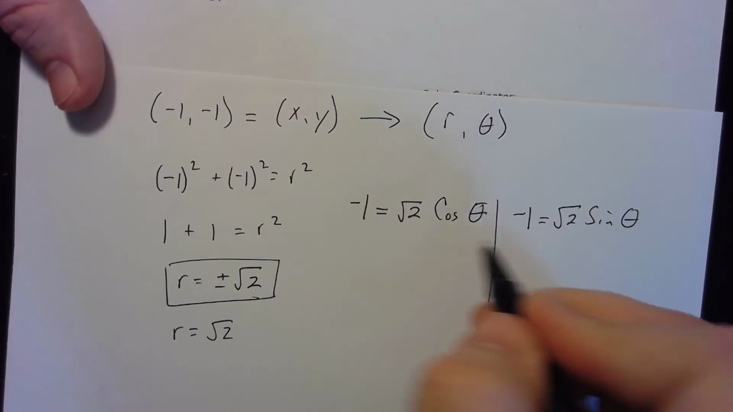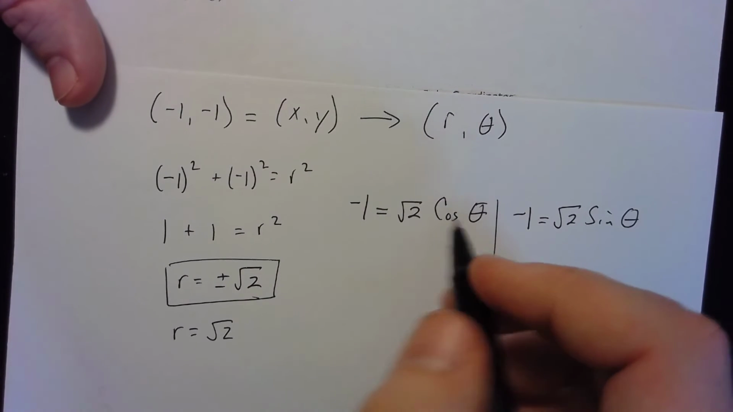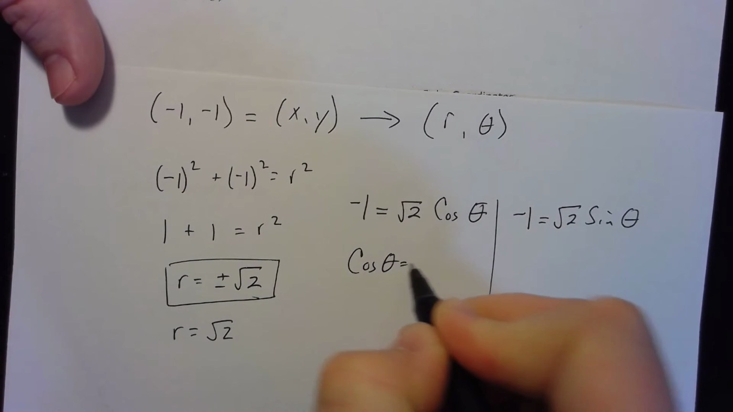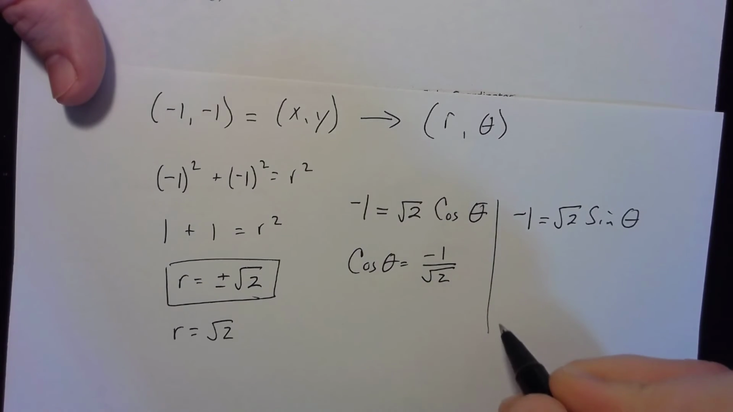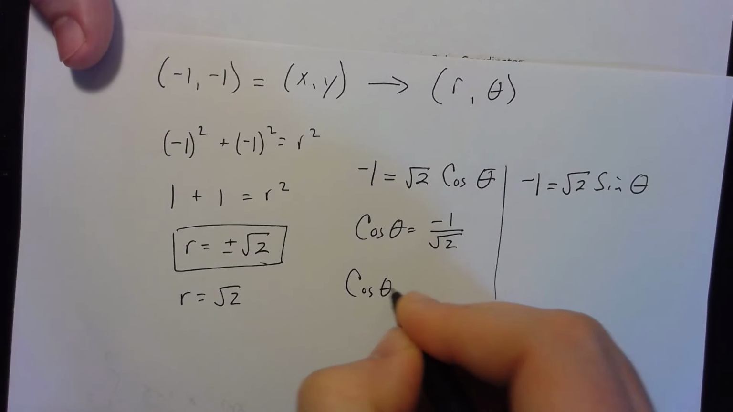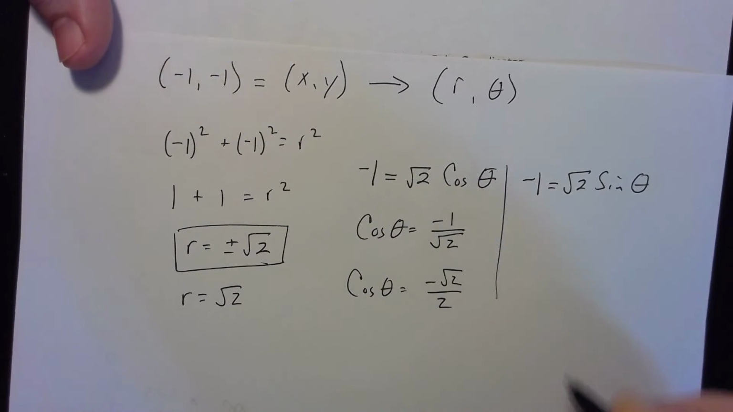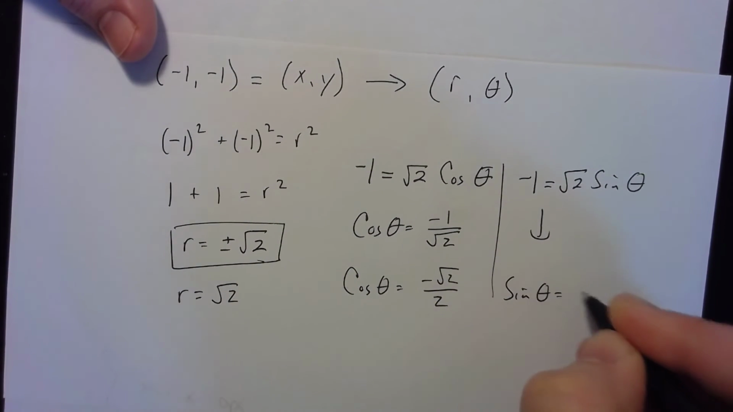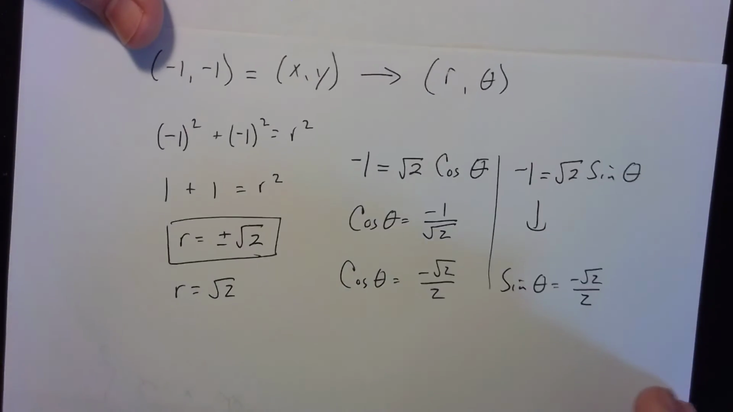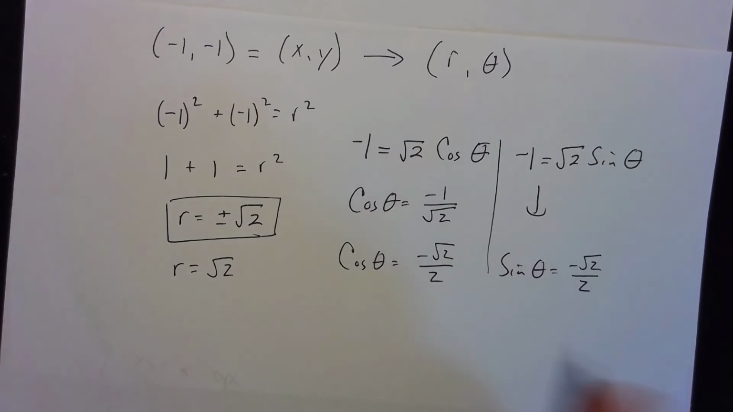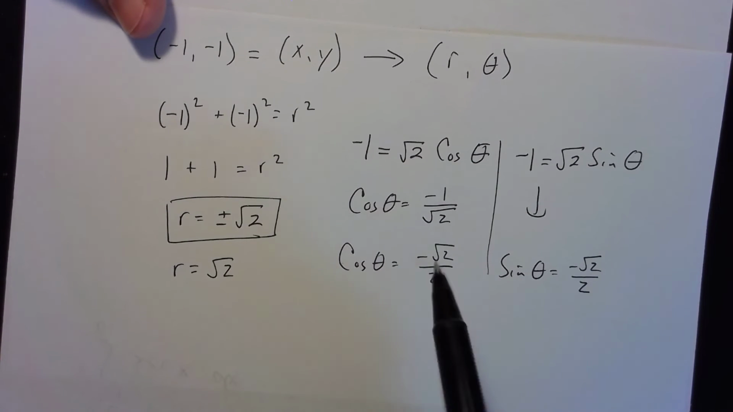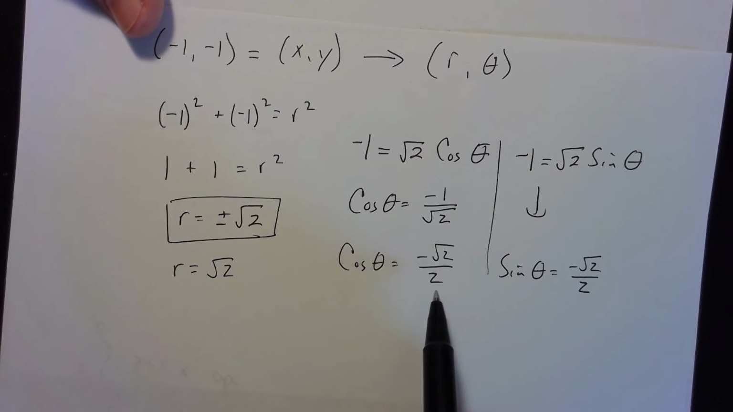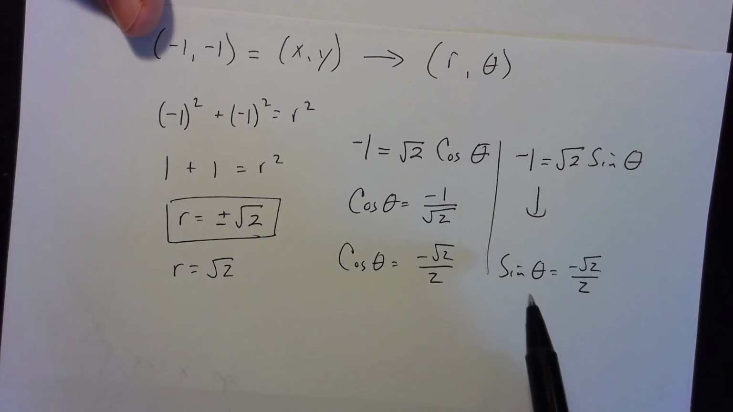So I'm going to solve this like I would any other trigonometric equation. The cosine of theta is equal to negative 1 over radical 2 by dividing by radical 2. The cosine of theta must be equal to a negative radical 2 over 2 by rationalizing the denominator. I'm going to do the same thing with this side and get the sine of theta is equal to a negative radical 2 over 2. Now, you must simultaneously solve these two equations. In other words, what angle measure will allow cosine to equal negative radical 2 over 2, such that sine will also equal negative radical 2 over 2?